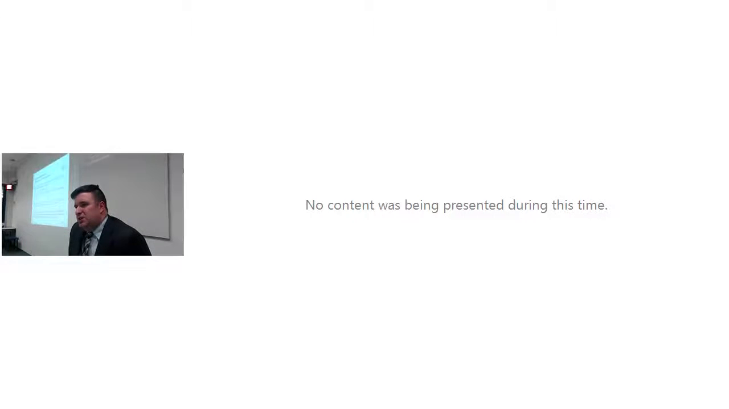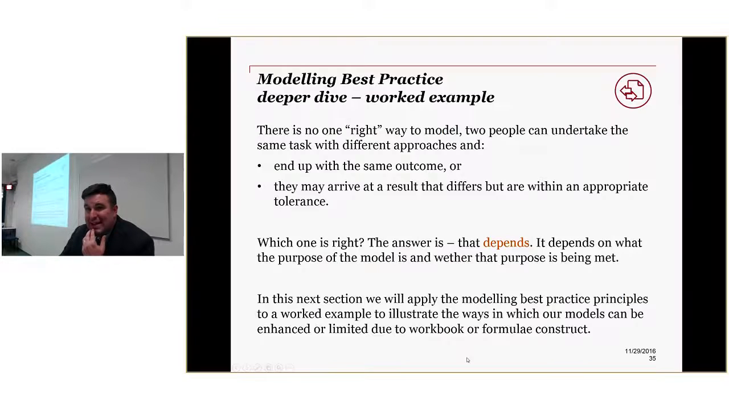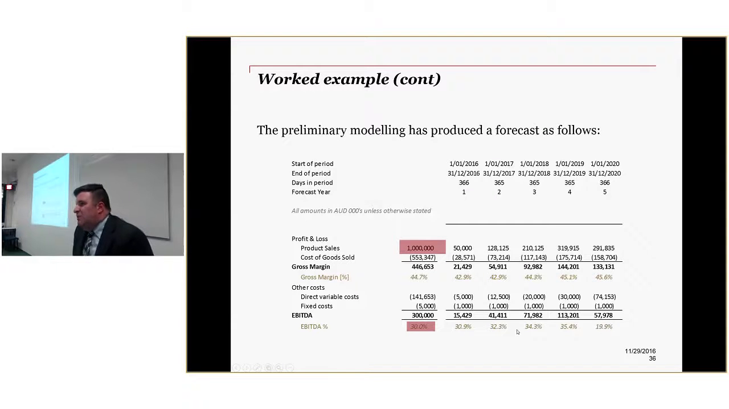So in this next section, we'll bring some of these best practice principles into a worked example and illustrate the ways in which our model can be structured to enhance or limit, due to the workbook and the formula construct as well. So everyone remember the next big thing? Who remembers what the revenue number was? 1 billion. Can anyone see a billion in that model? Remember we spoke about the best practices? Yeah, all amounts are in $1,000. So $1 million is equivalent to $1 billion.